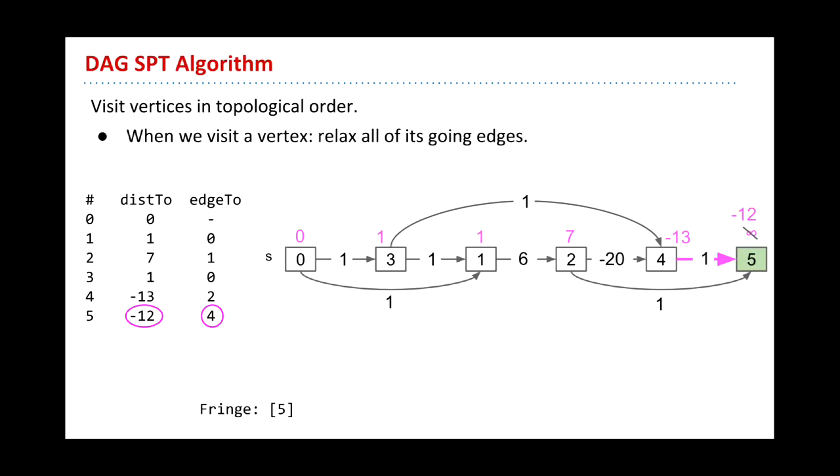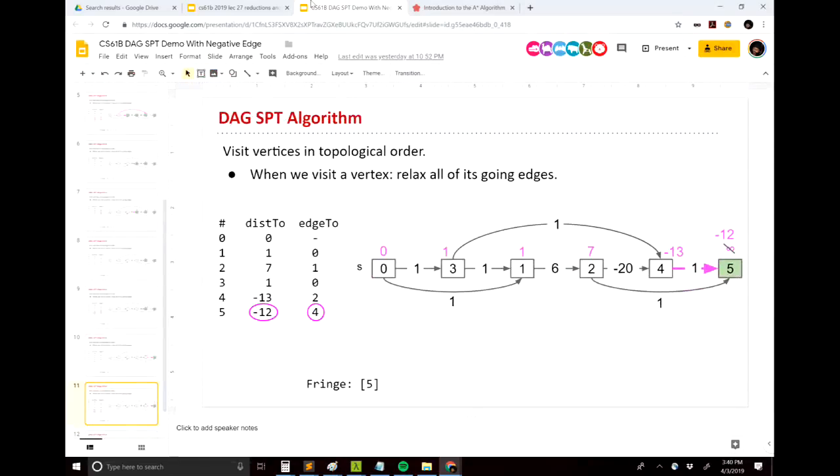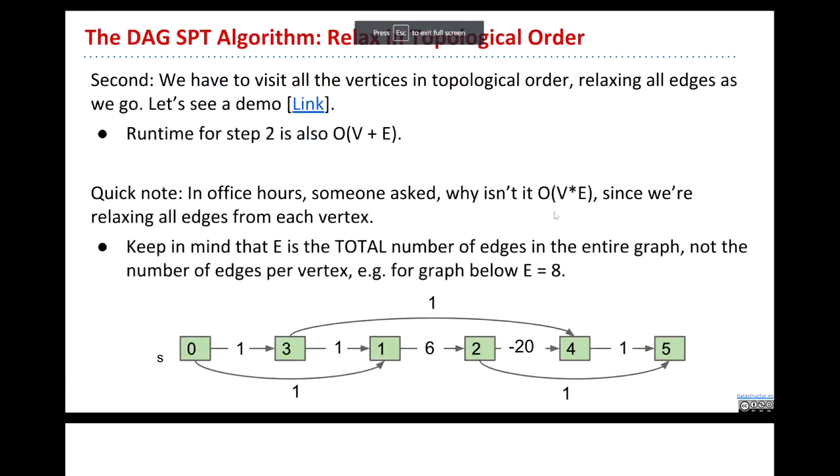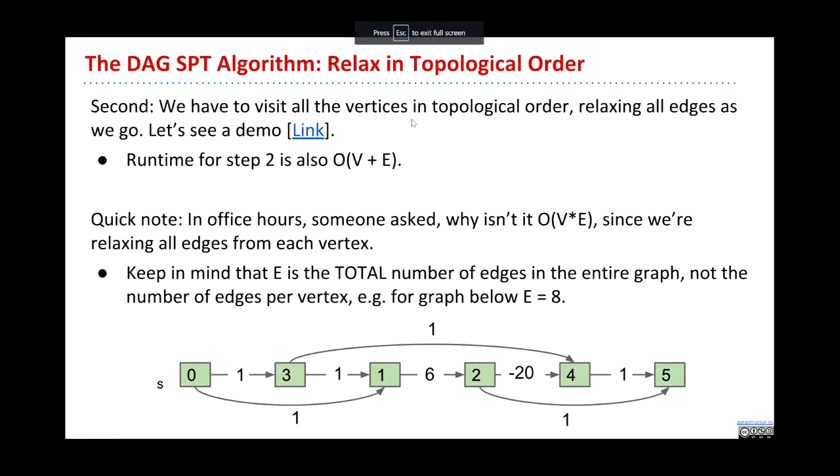So it's cute. It exploits the fact that with the topological ordering, you don't need to think about what's upstream. Or sorry, what's downstream. So that's pretty cute. So this runtime is V plus E.